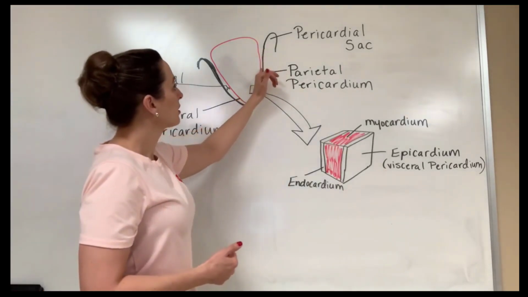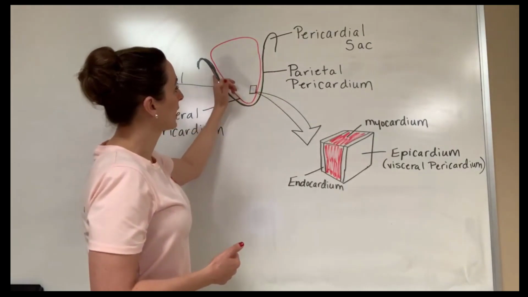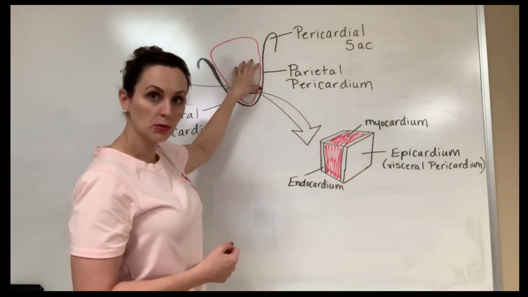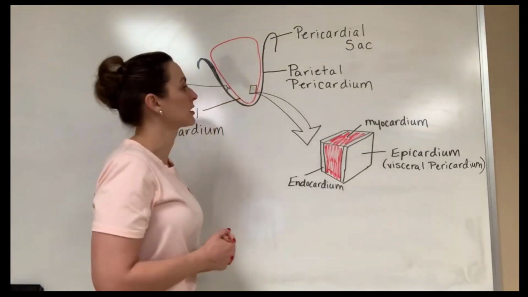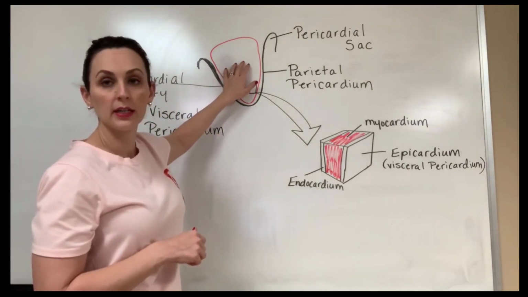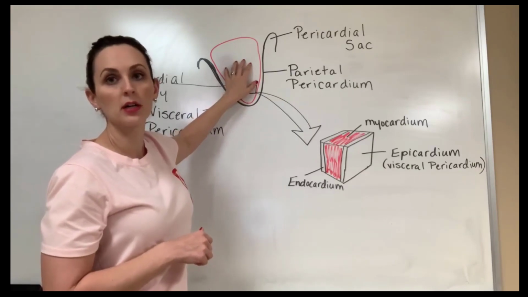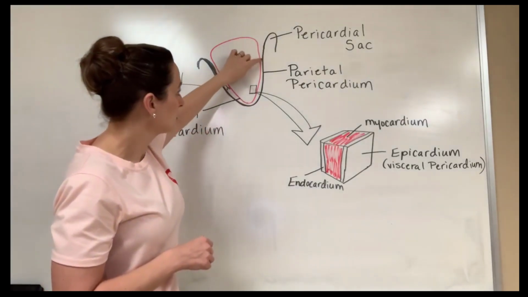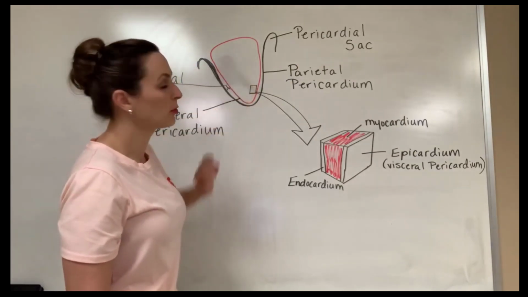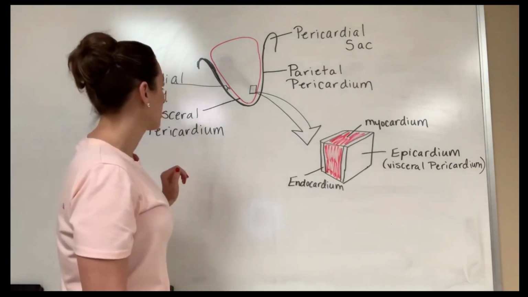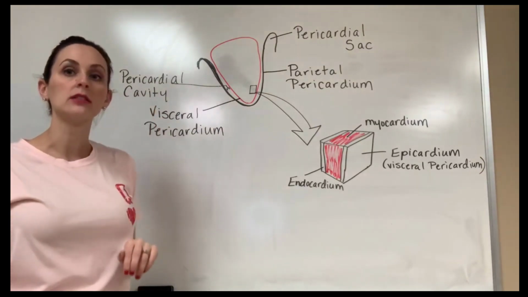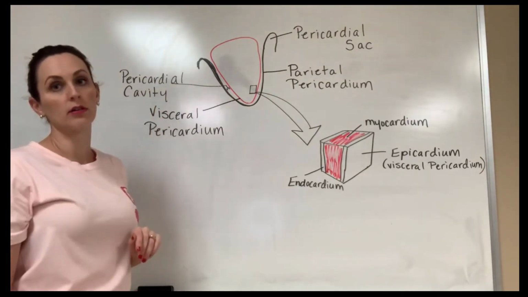So this parietal pericardium lines the pericardial sac, and then covering the surface of the heart is the visceral pericardium. The visceral pericardium is also going to be covered in this fluid, which we call pericardial fluid. The space in between the parietal and the visceral pericardium is called the pericardial cavity, and that pericardial cavity is filled with pericardial fluid.